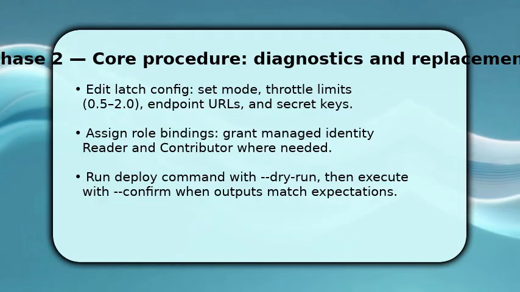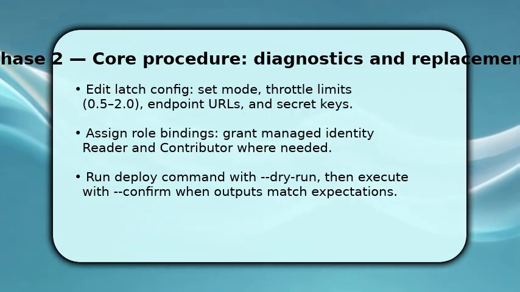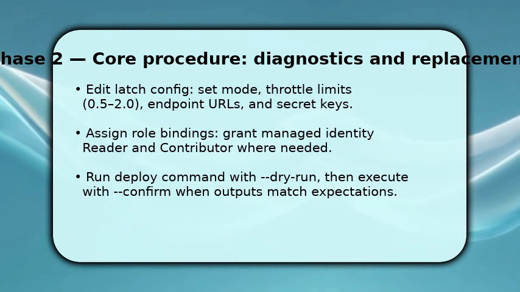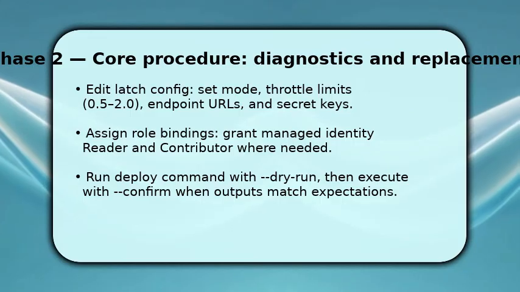Run a dry run deploy to validate templates and outputs. Examine logs for mismatches. When the dry run matches your expectations, execute the real deploy with confirm. This will provision components, and you finish by validating the Latch.